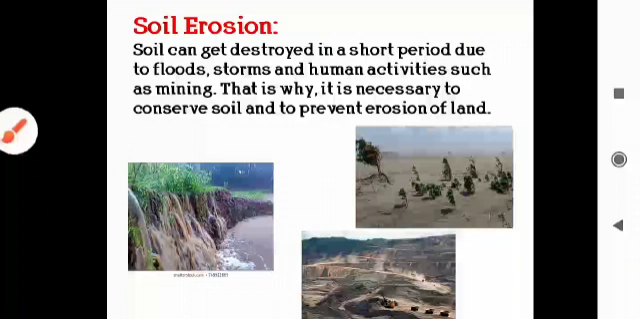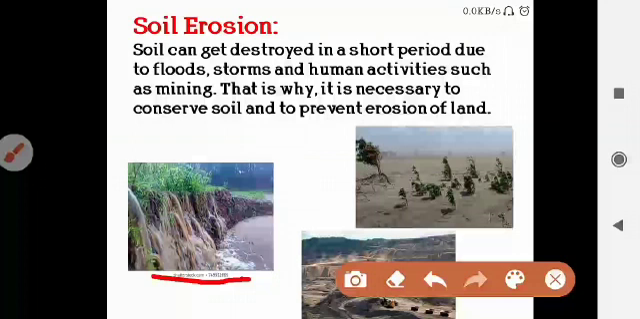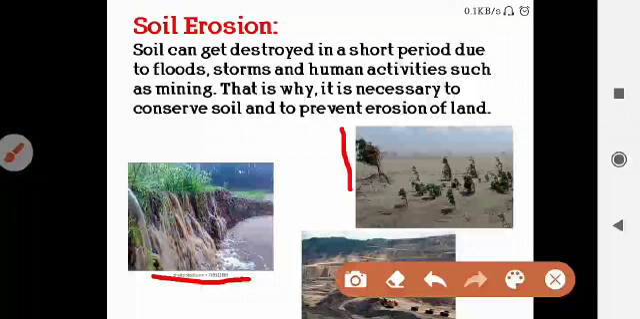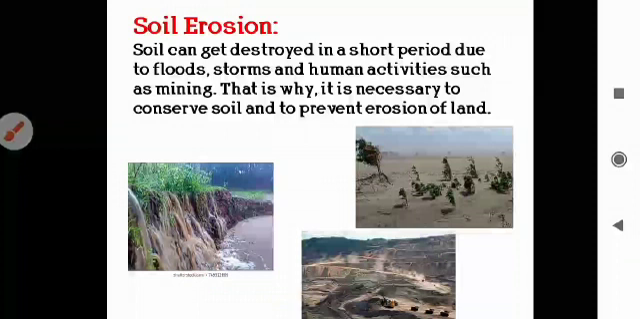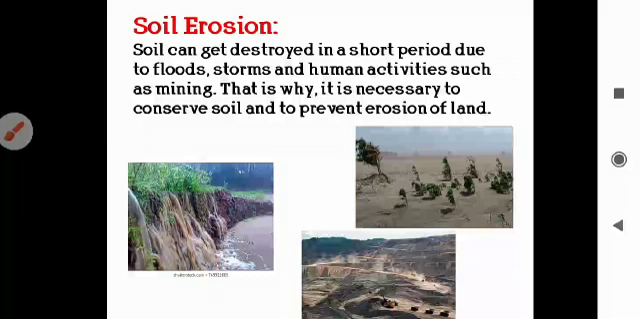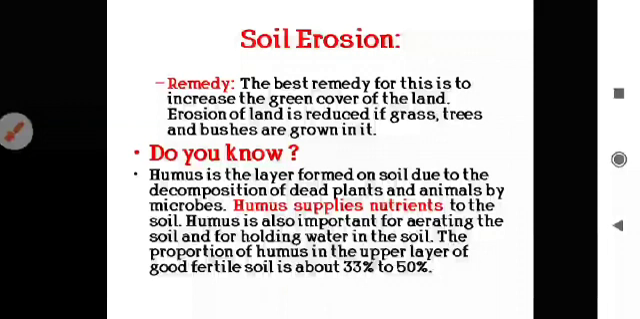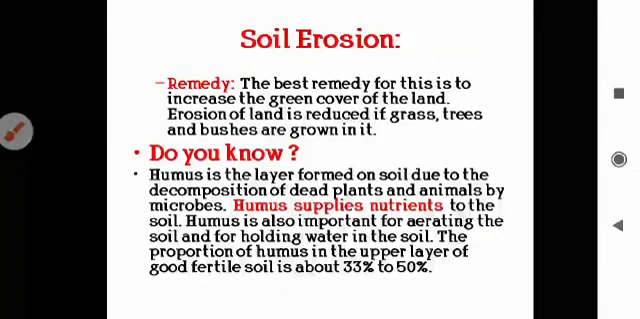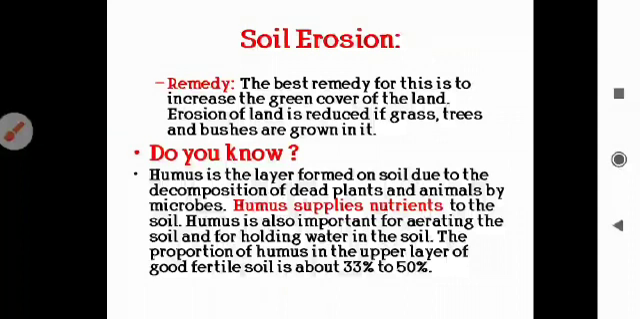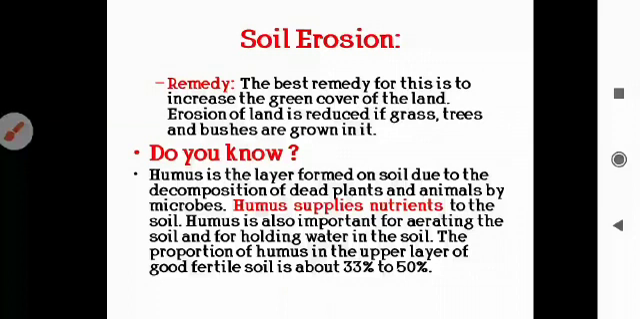Observe the picture. This is flood. This picture shows storm and this picture shows mining. Now we will learn how to conserve the soil, how we can prevent soil erosion. The best remedy for this is to increase the green cover of land. It means you have to plant more and more trees so that erosion of land is reduced.